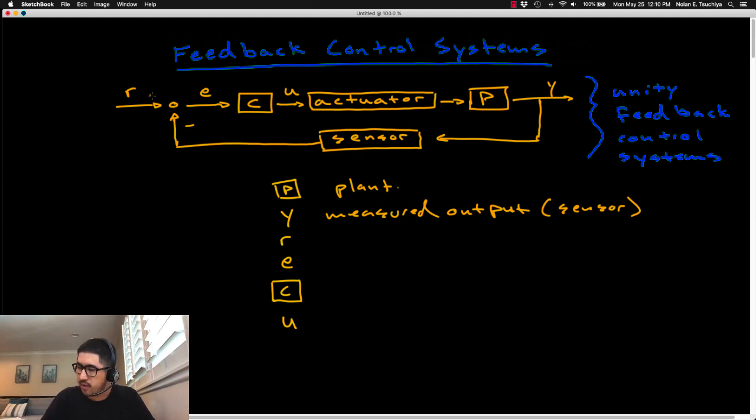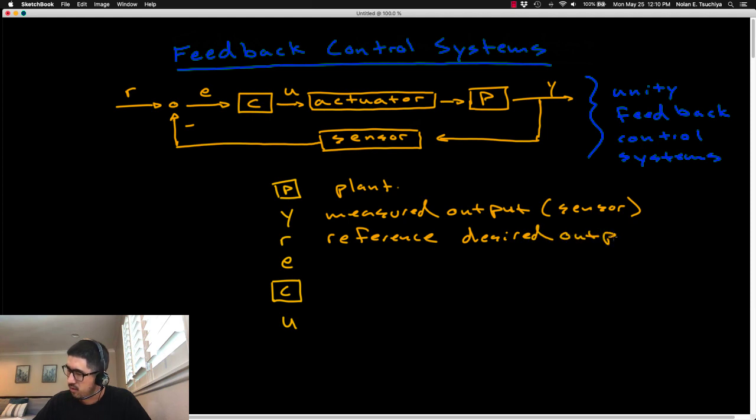Continuing on, the R signal, this is called the reference. This is basically the signal that we want. So if you imagine, and we're going to come back to this example quite often, a cruise control system where you're cruising down the highway, you're getting a little bit tired, so you hit cruise control so that the vehicle will maintain the speed for you. The reference here is the speed that you want the vehicle to go.